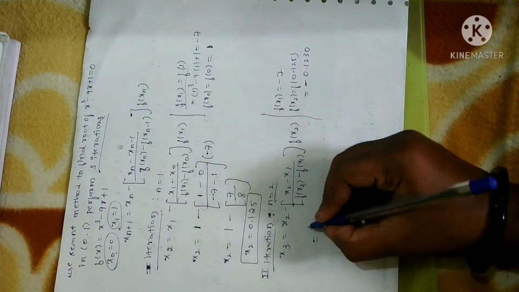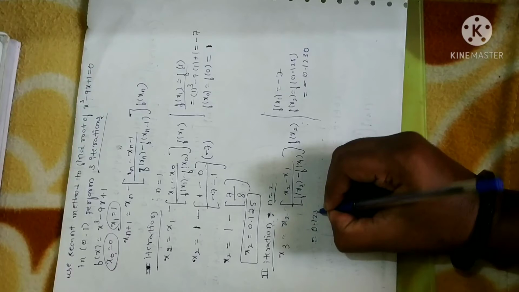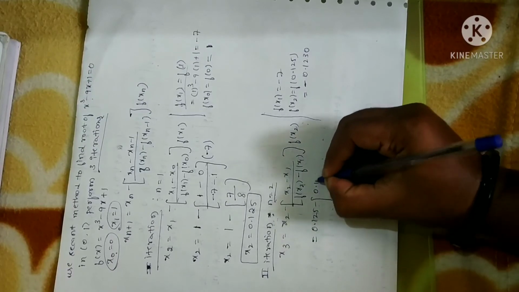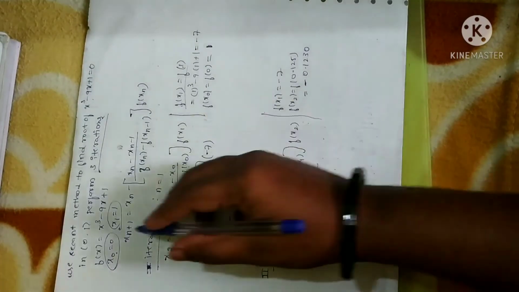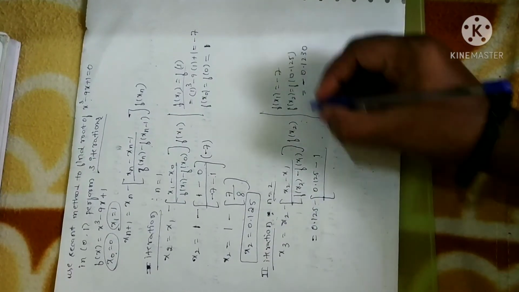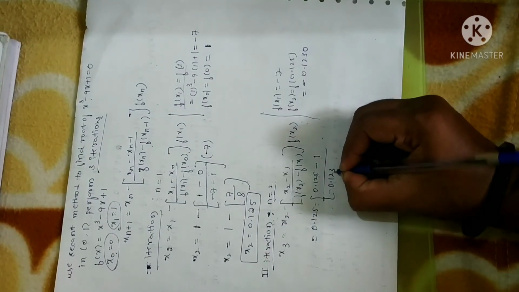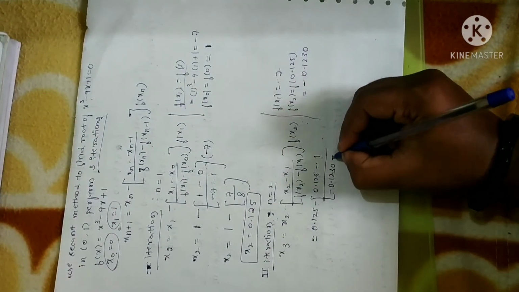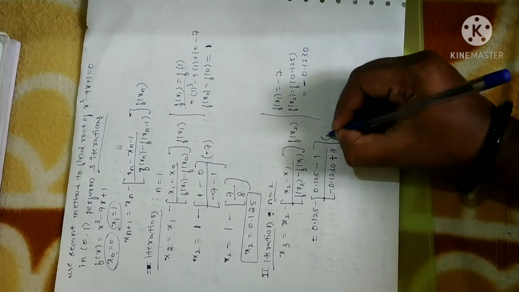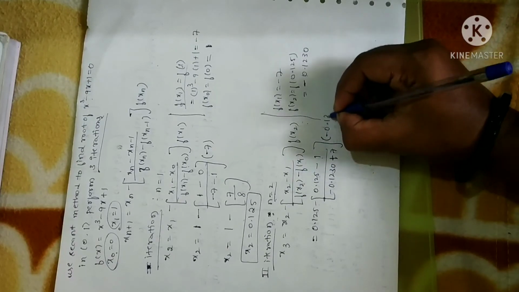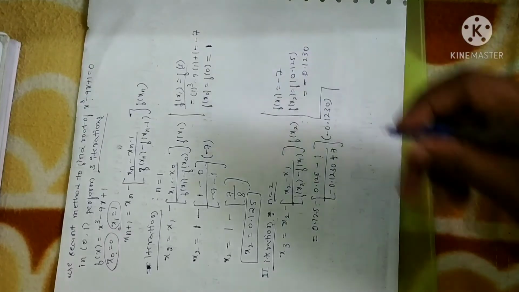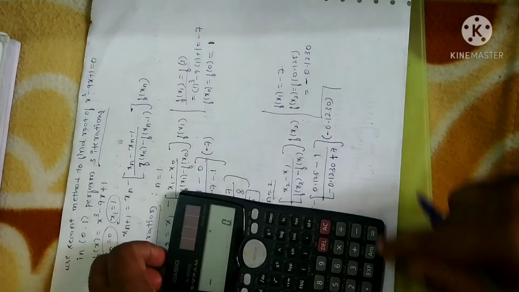Now let me substitute the values. x2 is 0.125 minus x1 is 1. I have already done that. F of x2 is minus 0.1230 minus f of x1 is minus 7. Minus of minus will become plus 7. Again f of x2 is minus 0.1230. Fine. Now let me use the calculator.